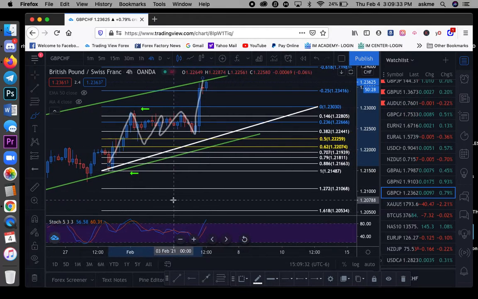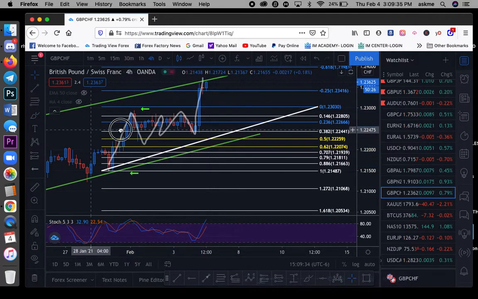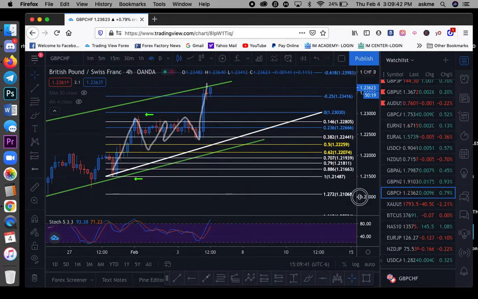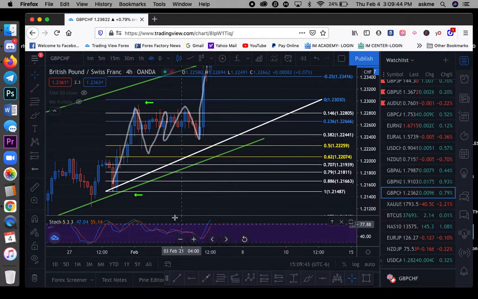All the wicks and stuff count. You want to look at everything. Look at the wicks, the wicks came down. So this is what the Fibonacci tool does. It helps you find the entry points based on what price has done.